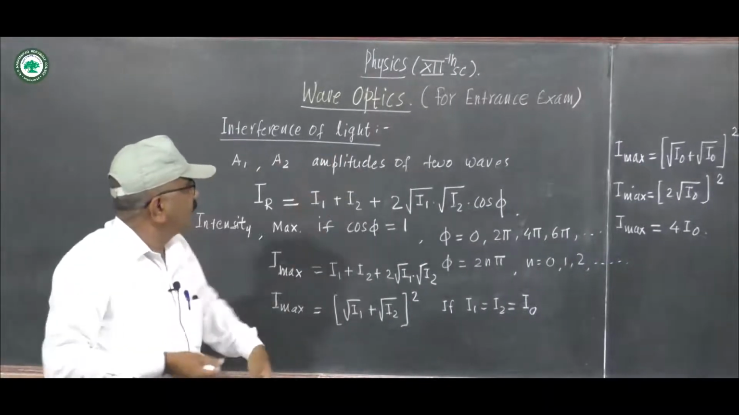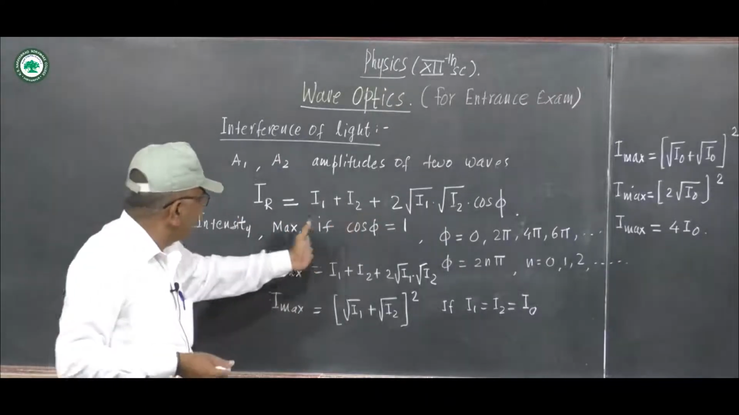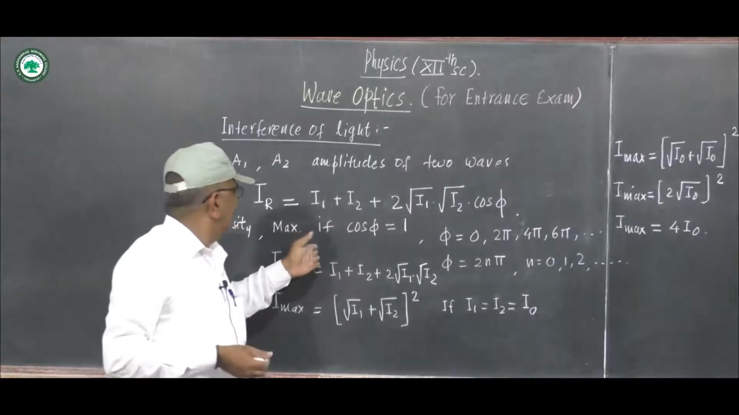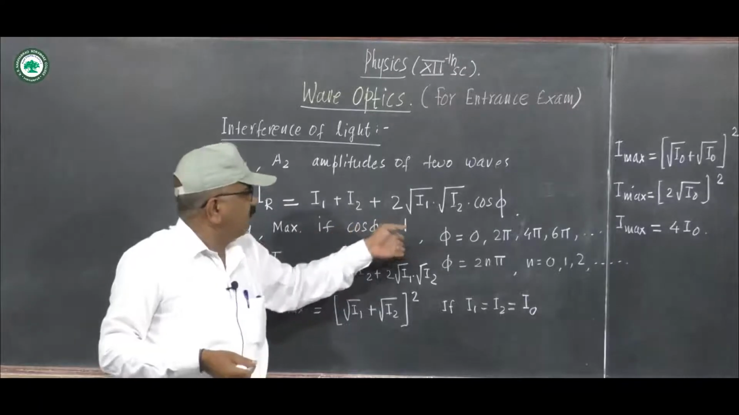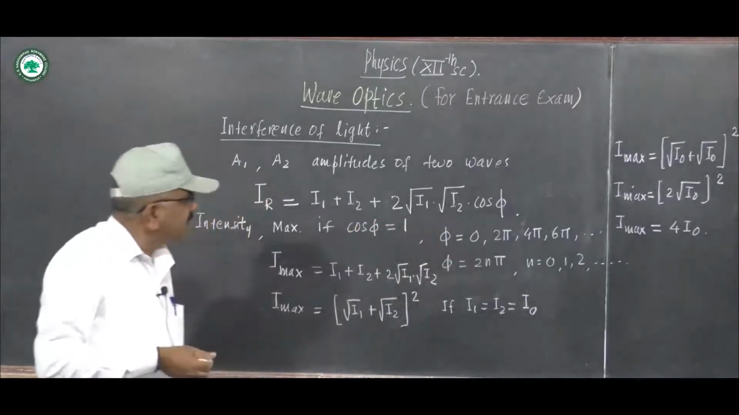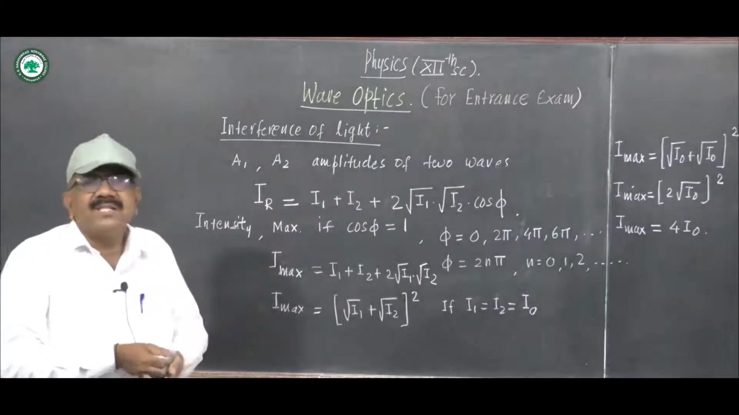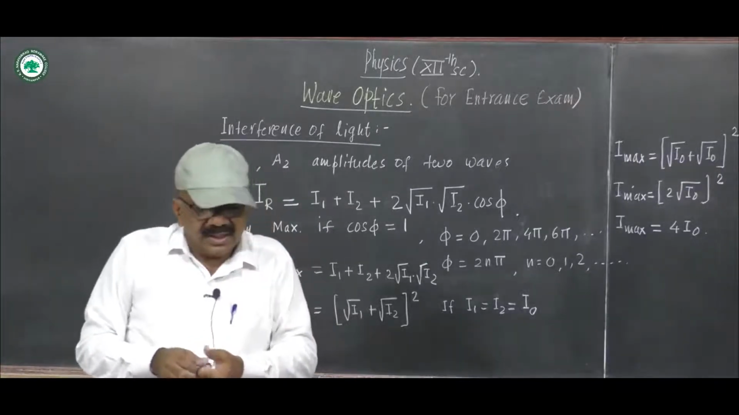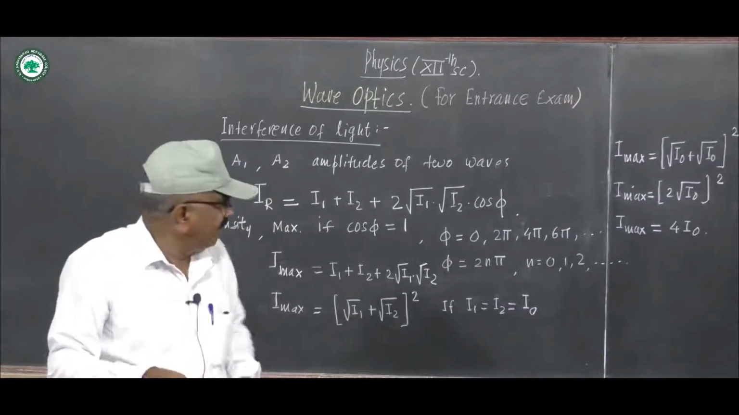A1, A2 are the amplitudes of two waves, phi is the phase difference. For maximum intensity, cos phi must be 1, and these are the angles, and we get lastly Imax is equal to 4 I0 if the intensities are equal.